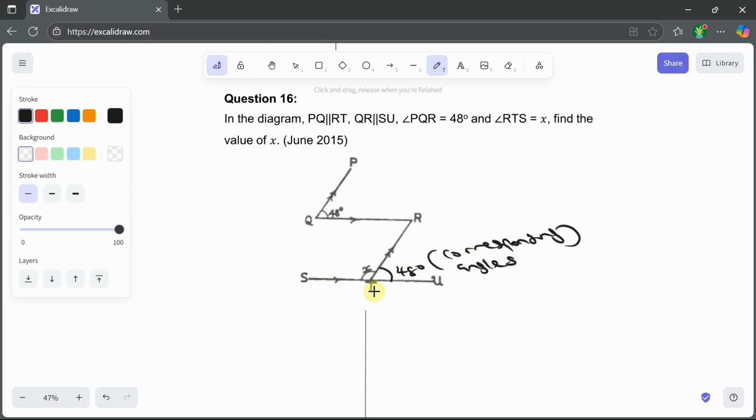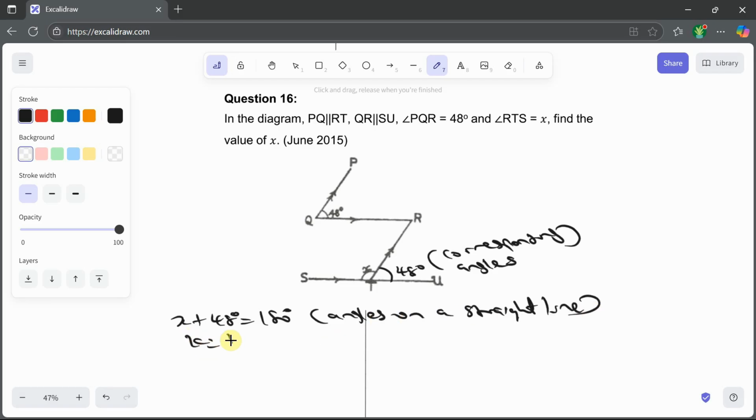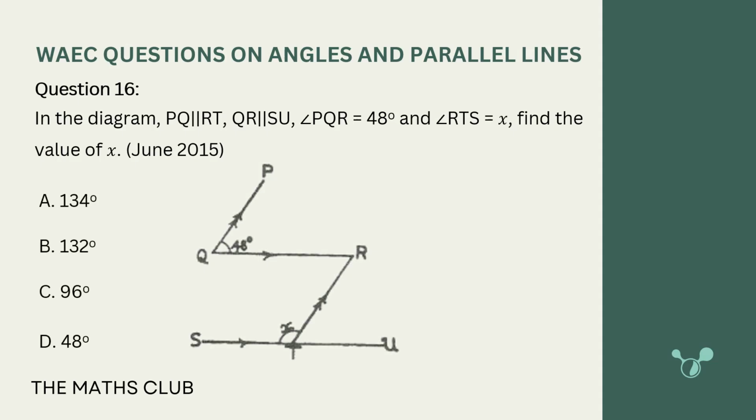Now we know, okay, let me just put it here and say corresponding angles. Next, we know that if I add these two, it will give me 180. Why? Because angles on a straight line. So I know that x plus 48 is equal to 180 degrees because angles on a straight line. If I make x the subject of the formula, that would be 180 minus 48, and that will give me 132 degrees. So our value of x is 132 degrees. Let's see if we're correct. That will be option B.